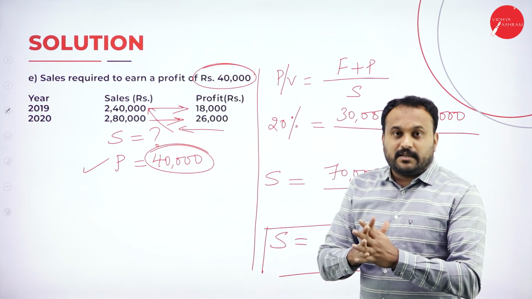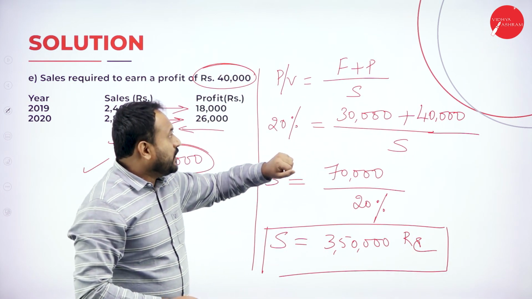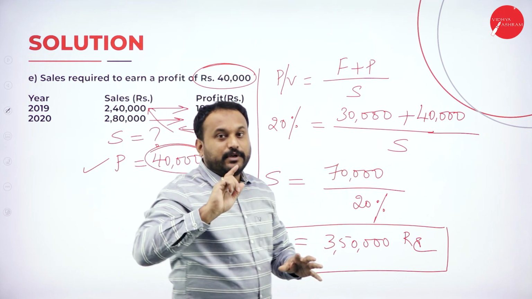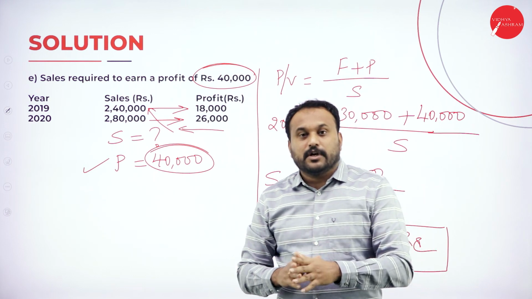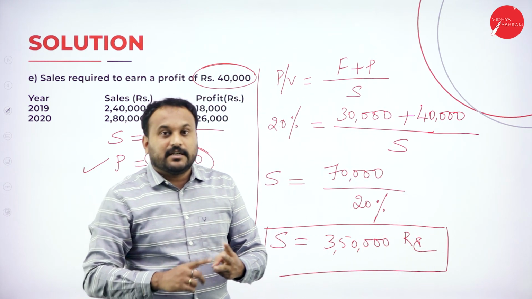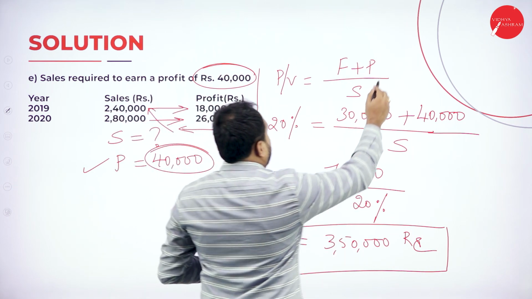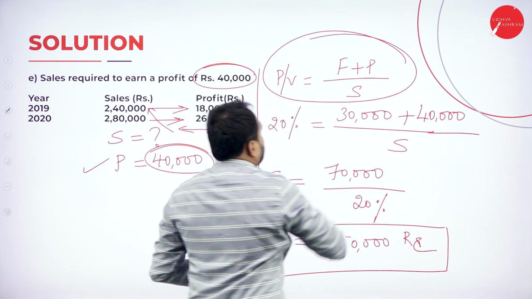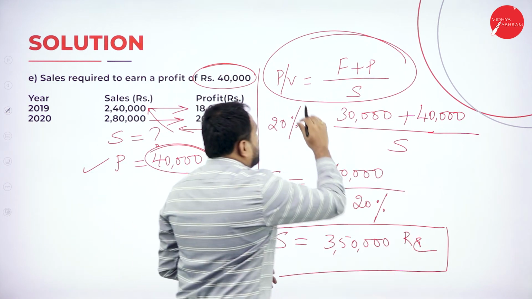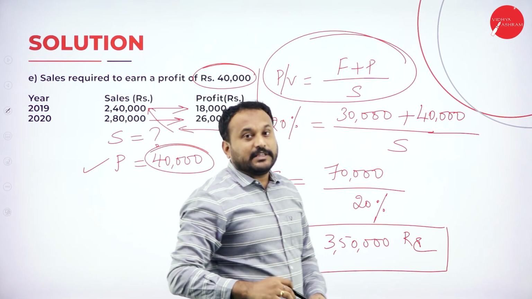So totally, because of Abhilash Chandra tricks, we could solve E, D, and even find out the fixed cost. To find out fixed cost, profit, and sales, if it is not given, we can go with this formula. So please don't forget this formula. PV is equal to F plus P divided by S. This formula is very, very important. Let's go with the next question.